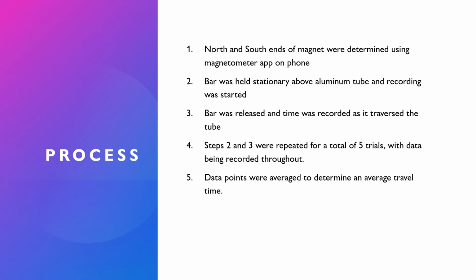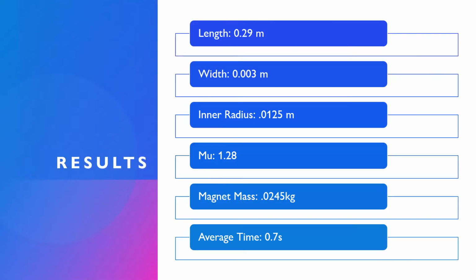The north and south ends of the magnet were determined using the magnetometer app on our phone. The bar magnet was held stationary above the aluminum tube and the recording was started. The bar was released and time was recorded as it traversed the tube, and then steps 2 and 3 were repeated for a total of 5 trials with data being recorded throughout. And then these data points were averaged to determine an average travel time.